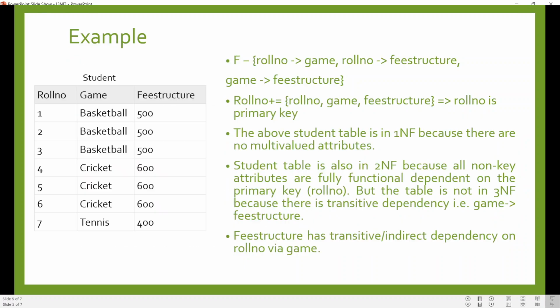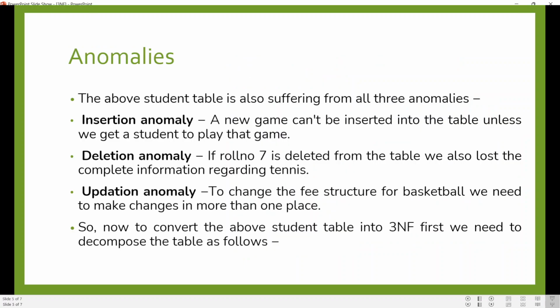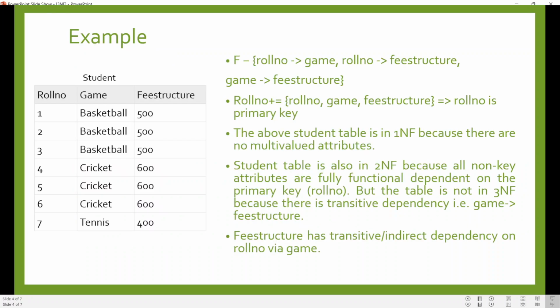Another one is deletion anomaly. Suppose I'm deleting this roll number 7 from this relation, the whole tuple will get deleted, and the information about the game 10 also gets deleted along with this tuple. So the information about the game tennis is gone. So there is a deletion anomaly there. Then we have updation anomaly also present in this one. Suppose I am changing the fee structure of basketball, then I need to change it in several other tuples also. So that is the updation anomaly. See, all these anomalies are present in this relation.